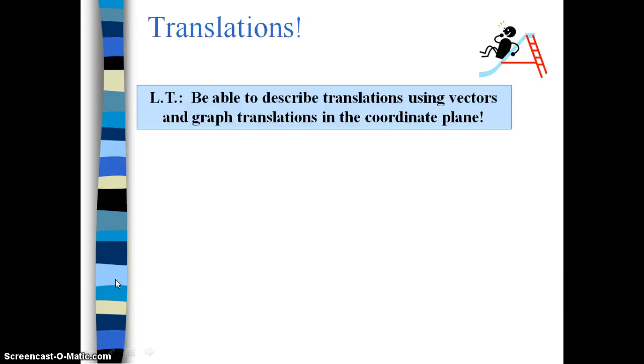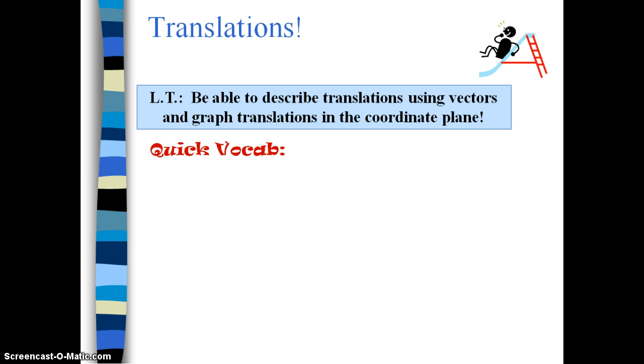Hi class, in this video we're going to talk about translations. We're going to be able to describe translations using vectors and graph translations in the coordinate plane. So this video is just going to focus on vectors, what they are, and how to use them to describe translations. Then in class we'll actually be graphing translations.